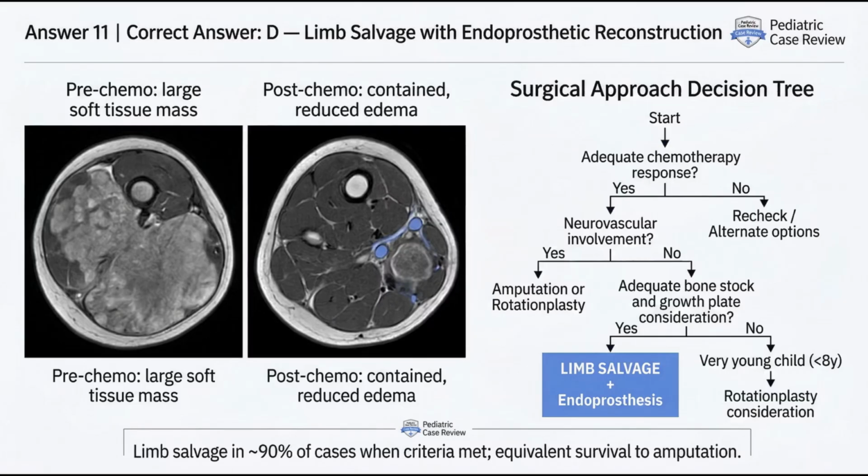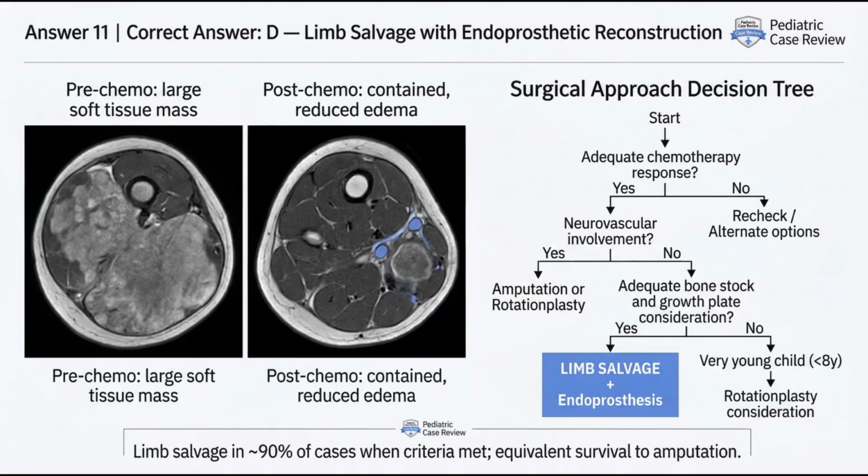Limb salvage is achievable in approximately 90% of osteosarcoma cases when the appropriate criteria are met. These criteria include an adequate chemotherapy response, no neurovascular encasement, adequate bone stock, and growth plate considerations in younger patients. When criteria are met, limb salvage with an endoprosthesis, also called an expandable or modular prosthesis in growing children, offers equivalent survival outcomes compared to amputation with the benefit of preserved limb function. If neurovascular involvement is present, amputation or rotationplasty becomes necessary.